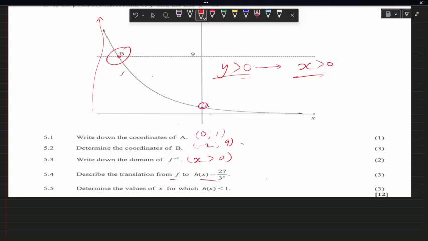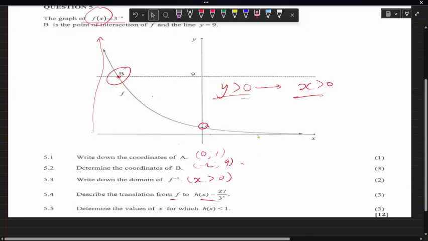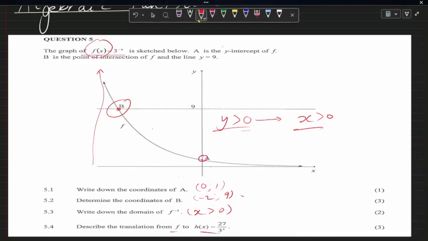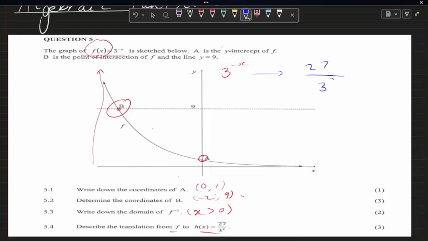Now they are saying we must describe the translation from the graph of F to the graph of H. All right, and H is 27 over 3 to the power of x. Now initially our graph was 3 to the negative x. Okay, but now it has changed to this guy, 27 over 3 to the power of x.